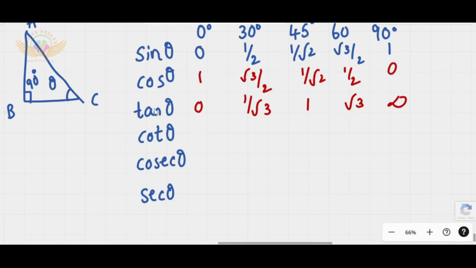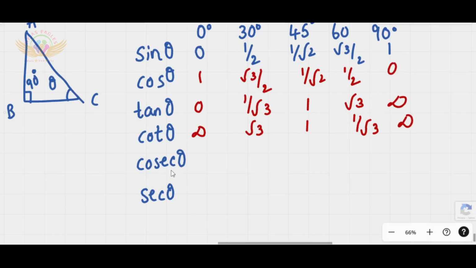What is cot? Inverse of tan. So 1 by 0 means infinity. 1 by root 3 becomes root 3. 1 by 1 is 1 and 1 by root 3, and this is also 0 because 1 by infinity is nothing but 0 only.